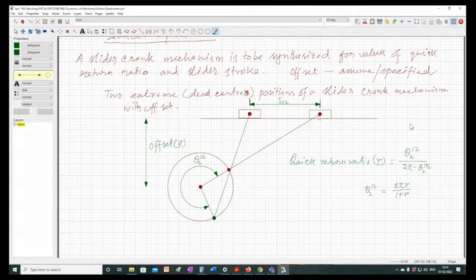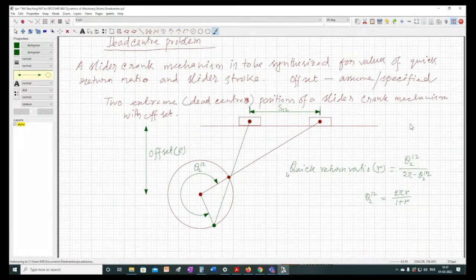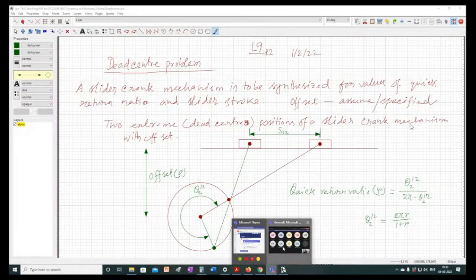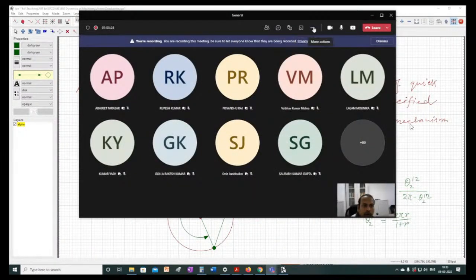So to find out the mechanism, obviously you need to find out the length of the coupler and the length of the crank. Also you need to define what is your offset. If it is given, then just these two lengths we have to find out, and if it is not given, then you have to assume some offset. So this is the problem we have to solve. In our next class, we will graphically solve this problem. Okay. If you have any doubt, you can ask me.